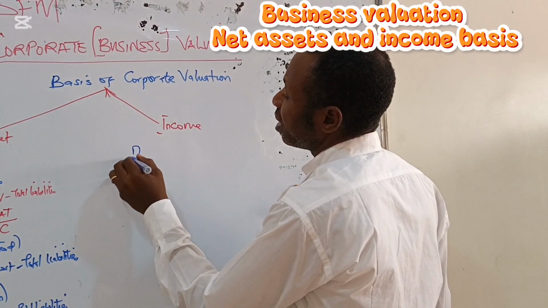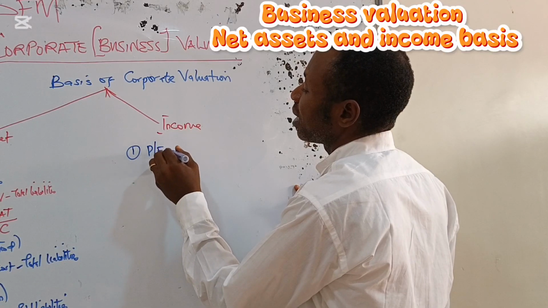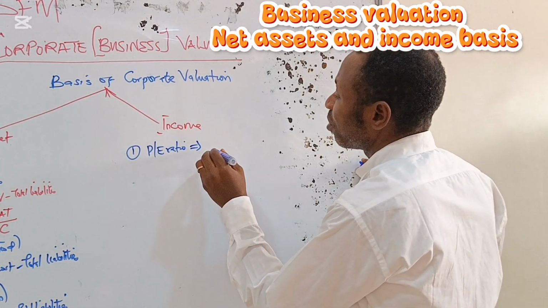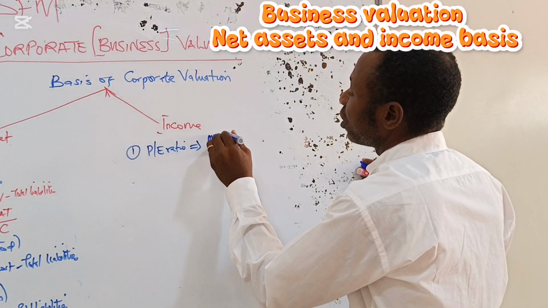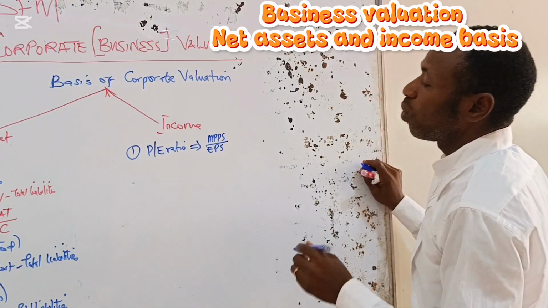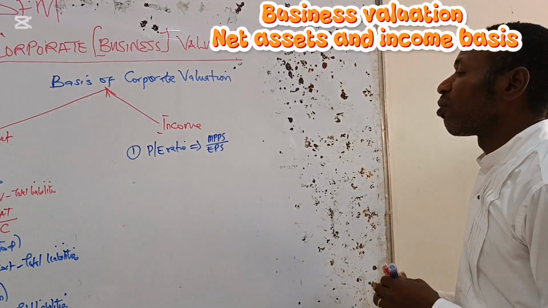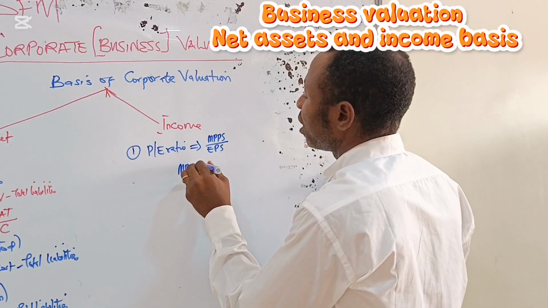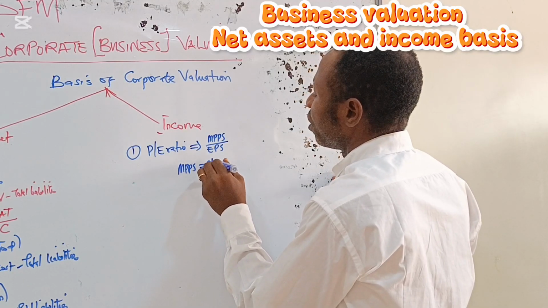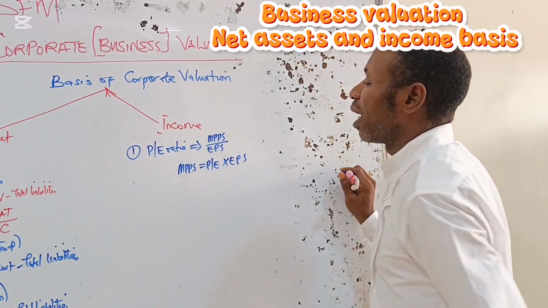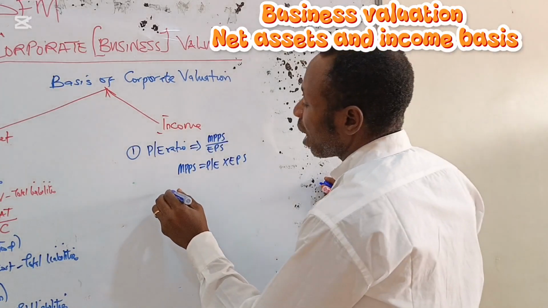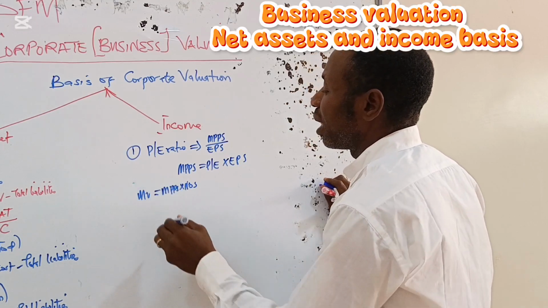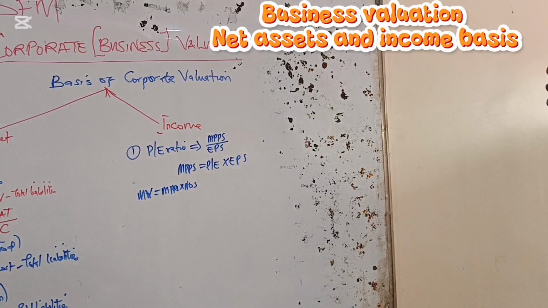The first method here is the PE ratio, which is the price earning ratio. Price earning, as we know it from our business analysis, the formula is market price per share all over earnings per share. Looking at this formula, since we are looking for market value, of course, it's the same thing as we are looking for market price. So if we say market price per share is equal to PE ratio times earnings per share, we have gotten the market price per share. If we multiply our market price times number of shares, we will get market value. This is the PE ratio method.